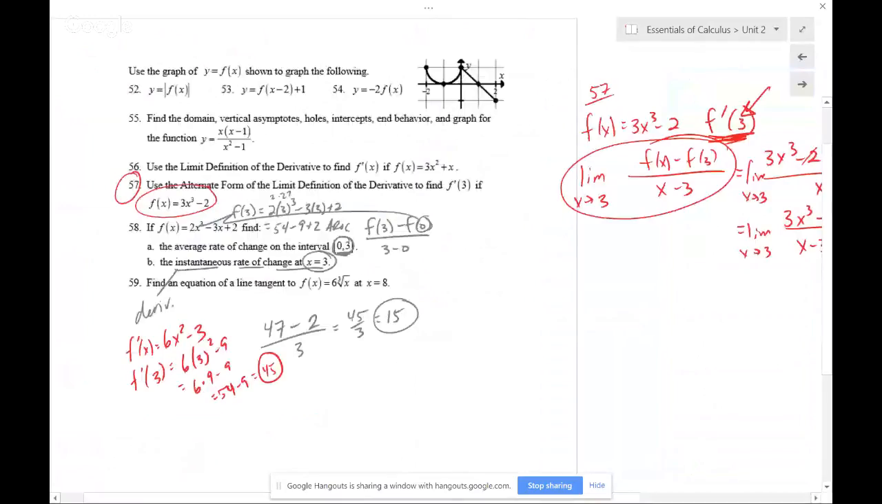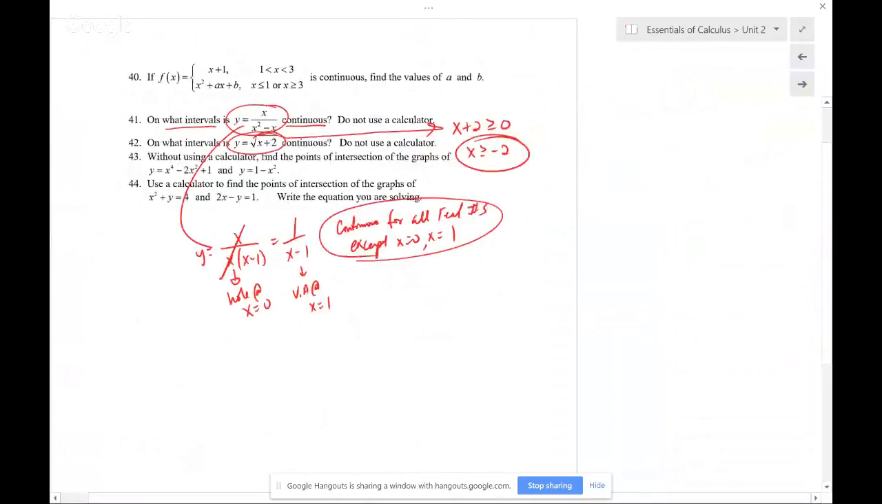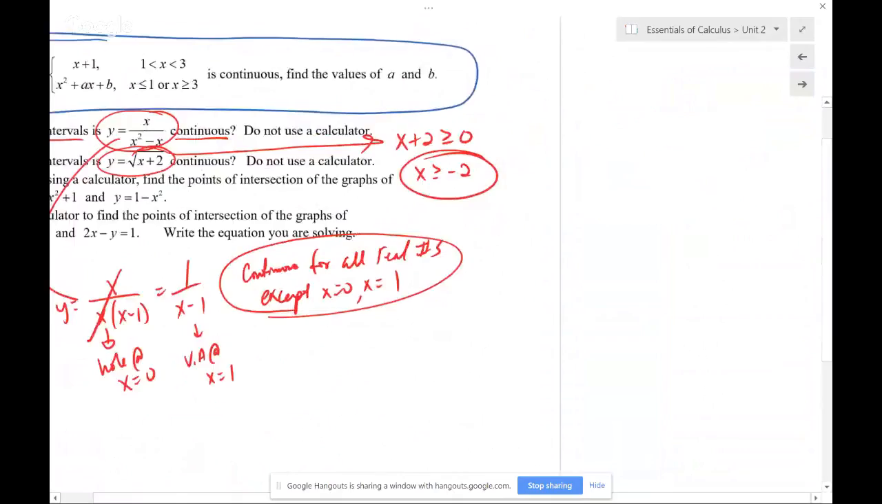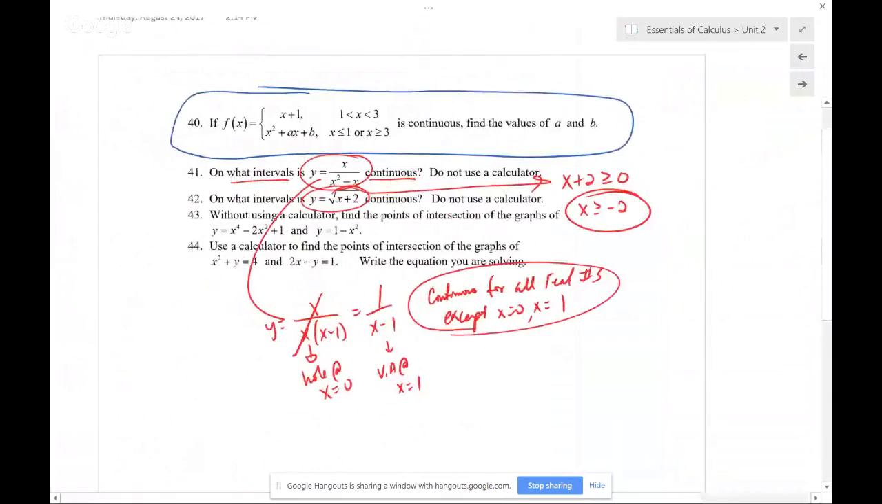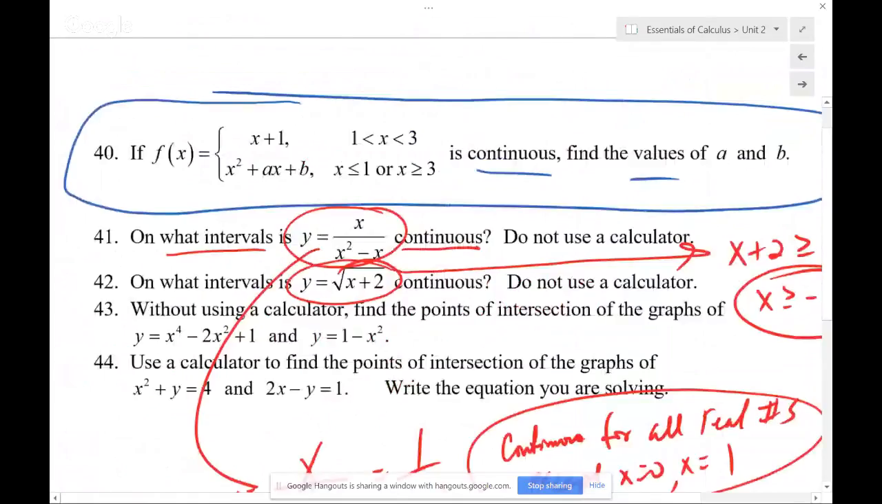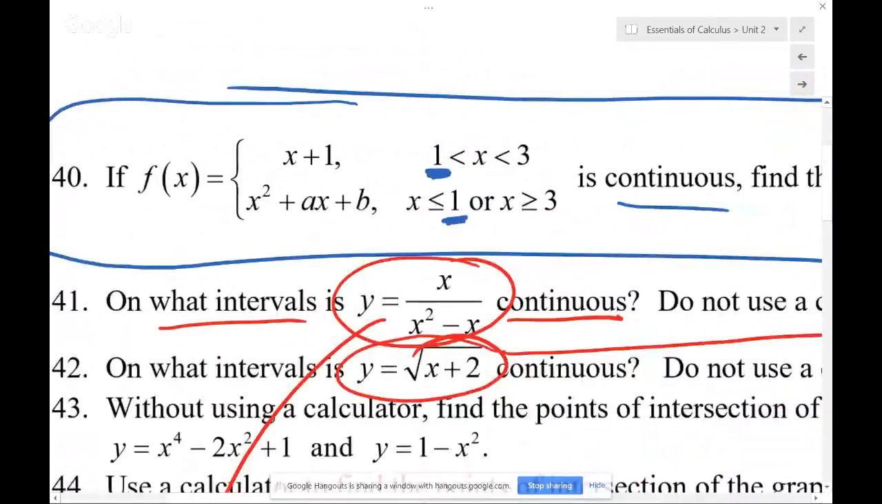Okay, so 40 was one of those that I guarantee is going to be on there. So what you're going to need to do for 40, this is 40 right here. These come up a lot. They're on every test. What you have to do is you have to take these, let me zoom in here. You have to take these values that they have in common, plug this in for each one.